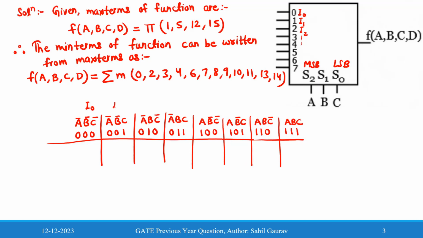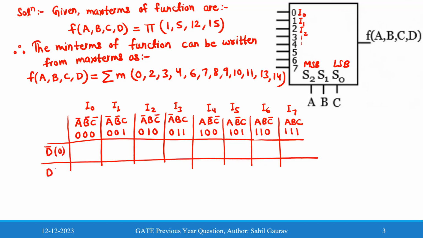So this is corresponding to input line I1, this is I2, this is I3, this is I4, this is I5, this is I6, this is I7. Now on this side we will make the D, which means what I0, I1 will come out. So take first as D bar, that is 0, and D, that is 1.